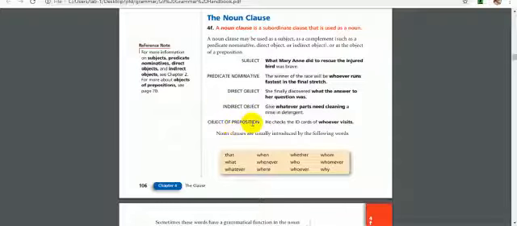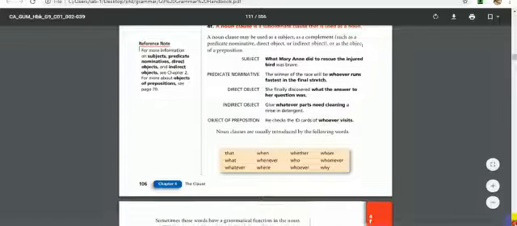Object of preposition. It means it will follow a preposition. He checks the ID cards of whoever visits. Here whoever visits followed of, so the whole clause here is an object of preposition noun clause.